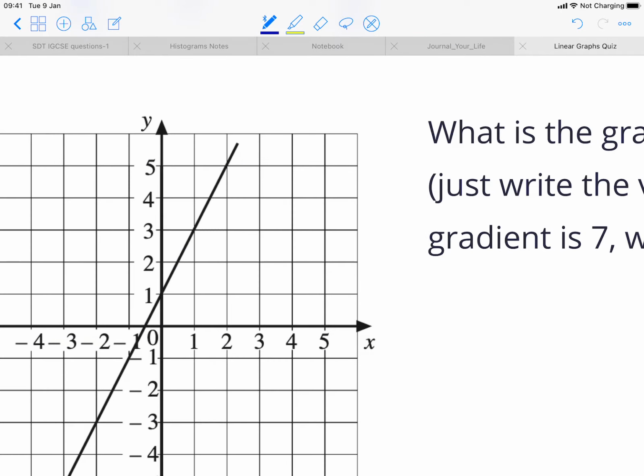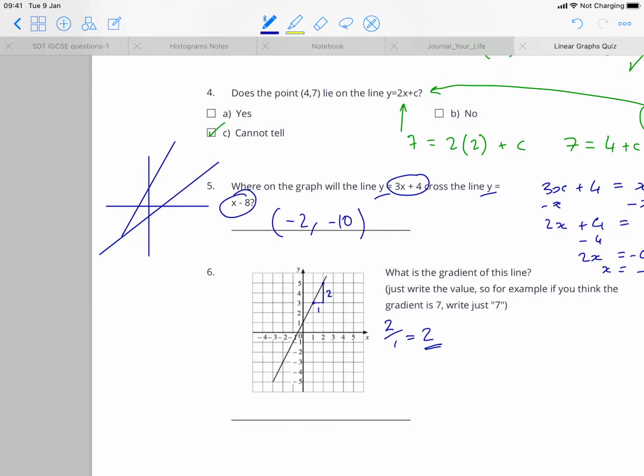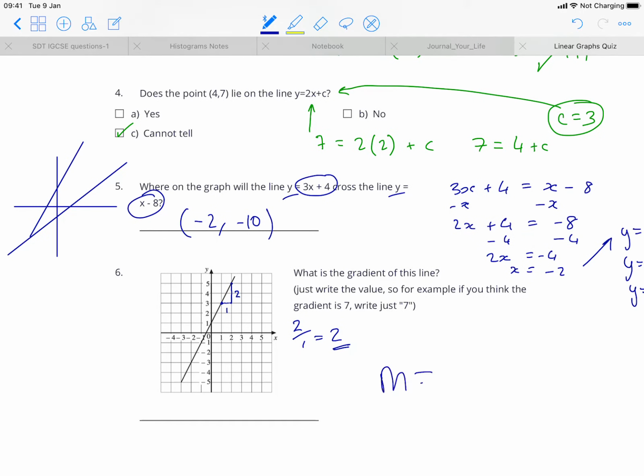Okay, what is the gradient of this line? Pick 2 points. I'll pick one there and I'll pick one there. There you go. 1 across and 2 up. 2 over 1 is equal to 2. So the gradient is 2.